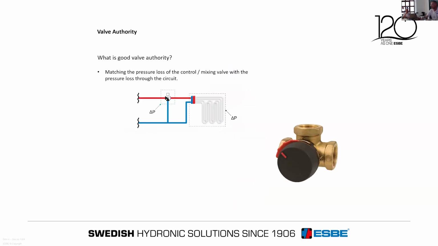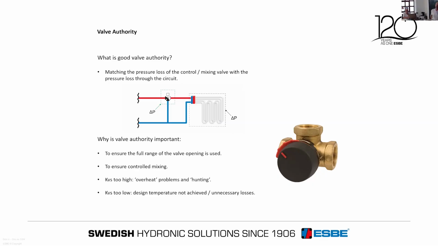But when we come into mixing, this is important because people tend not to understand it. It's important to size a valve for mixing in order to get what's known as good valve authority. Good valve authority is when you match the pressure loss across that valve with the pressure loss across the circuit. There we show an underfloor heating circuit. So good valve authority would have the pressure drop across the mixing valve identical to the pressure drop across the underfloor heating circuit.